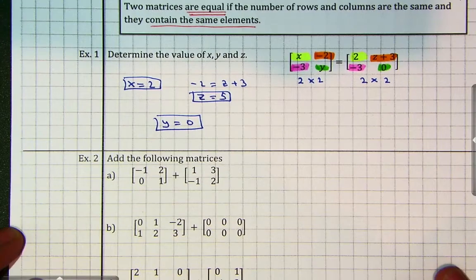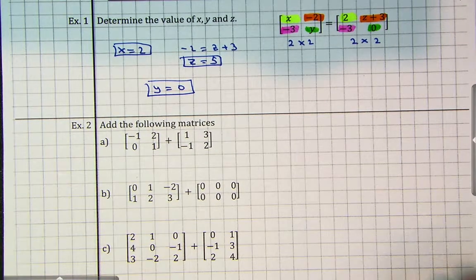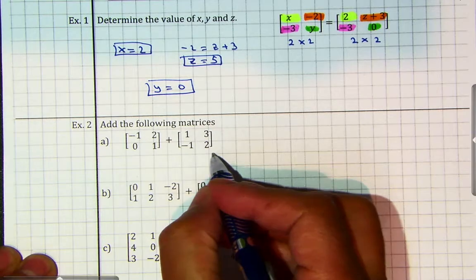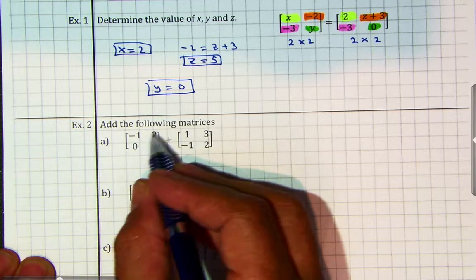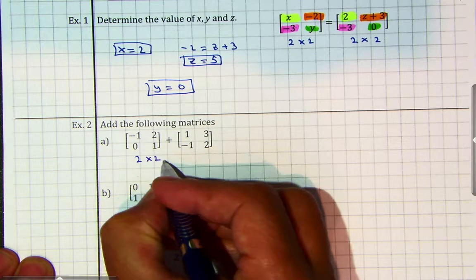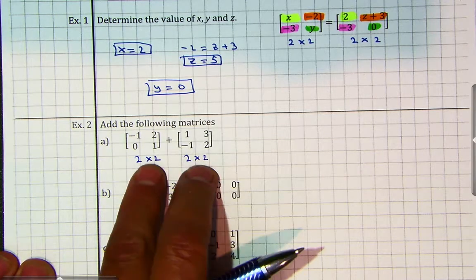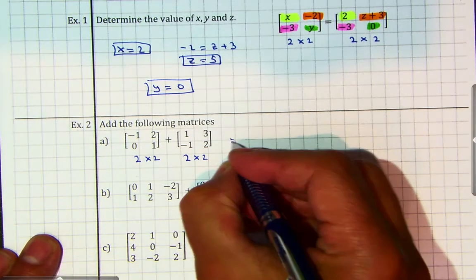Example number 2. So take the time to copy it down and we'll start once you're ready. Go and pause it. So we can add the matrices. We can add two matrices only if they have the same dimensions. What are the dimensions for the first one? 2 rows and 2 columns. So this is a 2 by 2. The second is also 2 rows and 2 columns. It's a 2 by 2. Since the dimensions are the same, then we can go ahead and add them. And our resulting matrix will be a 2 by 2.